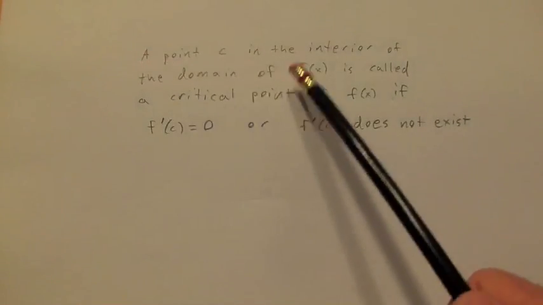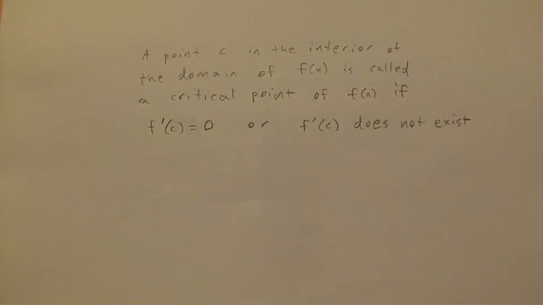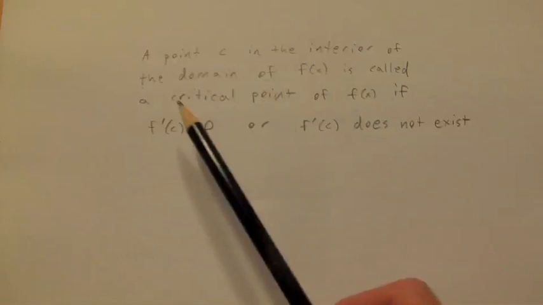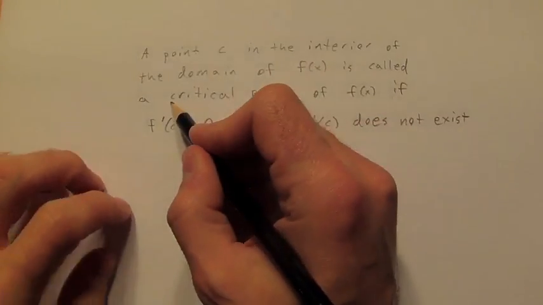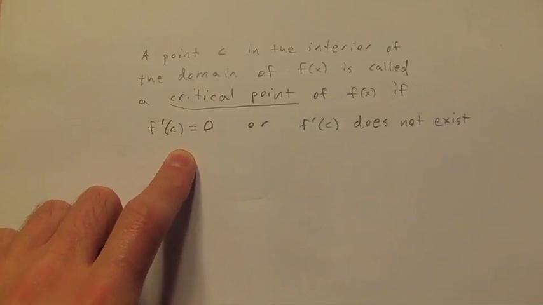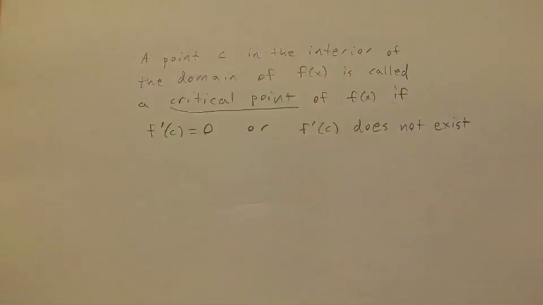If we have a point C in the interior of the domain of f of x, what that just means is that critical points can only be in the domain of f. So if f itself does not exist at a certain point, then you can't have a critical point there. But that will be important a little later. But basically, a point C is a critical point of f if either f prime of C is 0, so either the derivative is 0 at C, or f prime of C does not exist. Okay, so one of those two things happens.